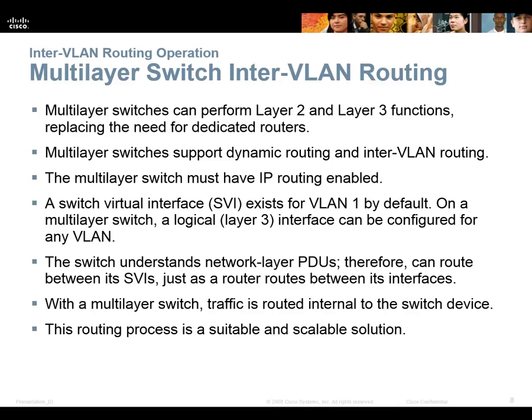And a switch virtual interface is set for VLAN 1 by default. On a multi-layer switch, that can be configured for any VLAN. So basically, you're just replacing what the router does with the switch and letting the switch do it for you. Since the switch understands network layer PDUs, it can route between the virtual interfaces just as the router does between its interfaces. With a multi-layer switch, traffic is routed internal to the switch device. This process is suitable and scalable in most cases.